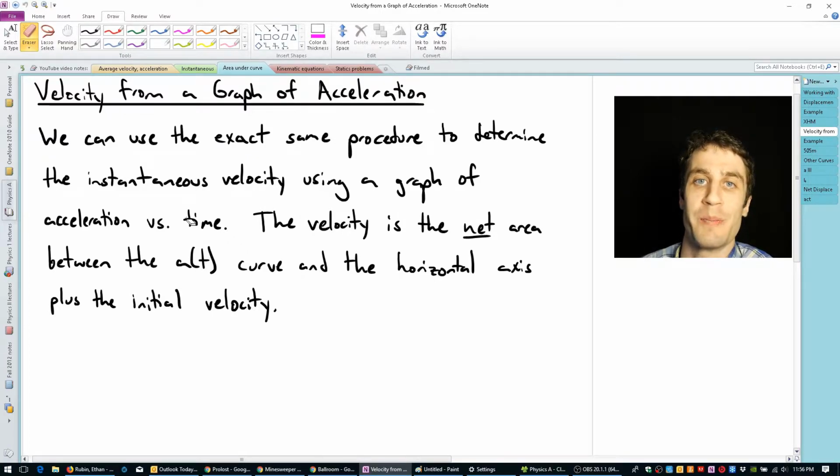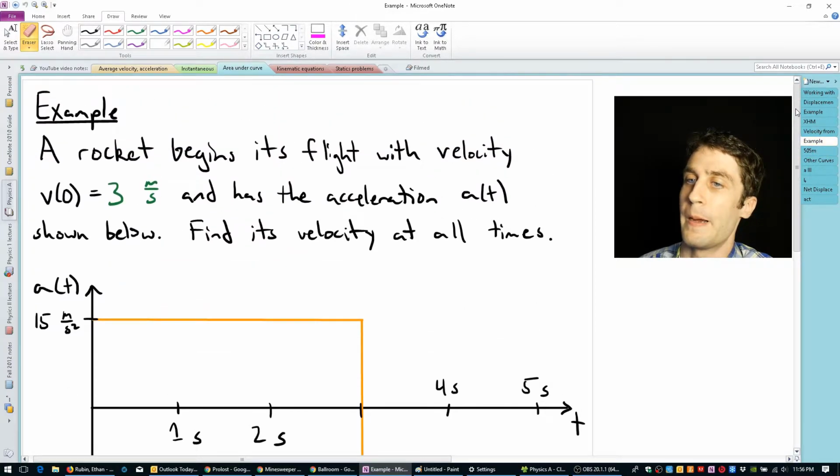Again, I hope you're seeing a pattern because every time we've solved for one, it's been directly analogous to another. So we can use the exact same procedure to determine the instantaneous velocity using a graph of acceleration versus time. The velocity is the net area between the A of t curve and the horizontal axis plus the initial velocity. Again, the horizontal axis corresponds to acceleration equals 0 meters per second squared.